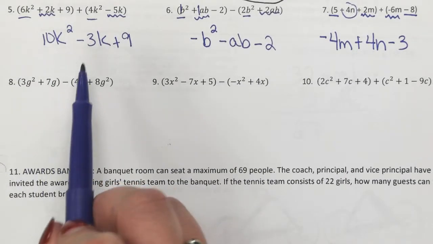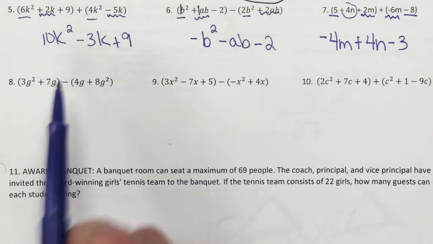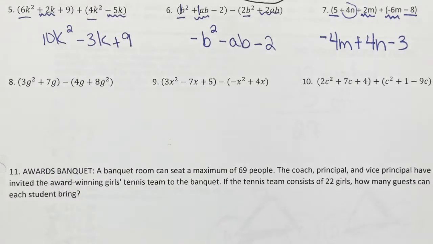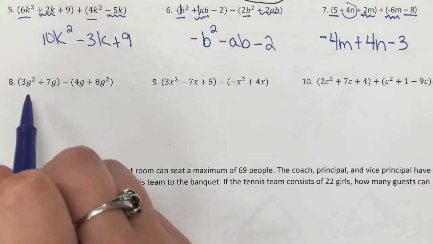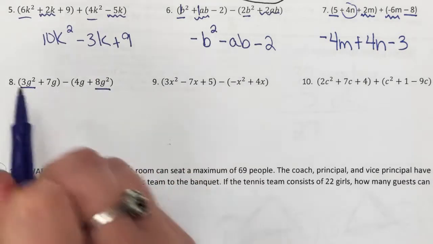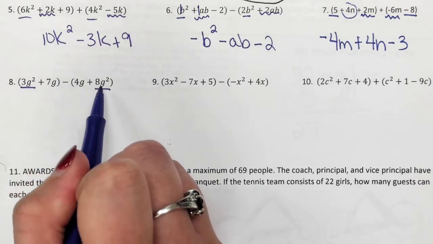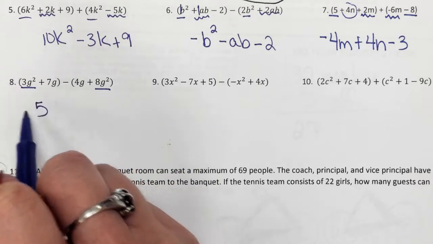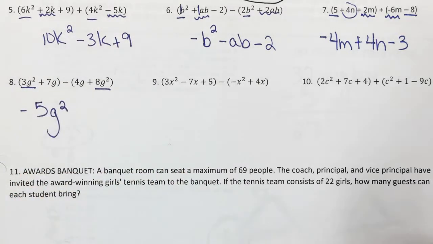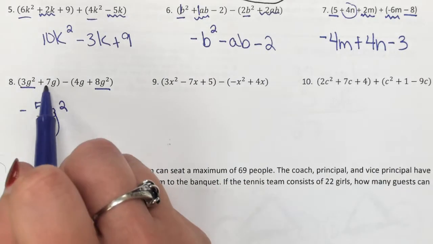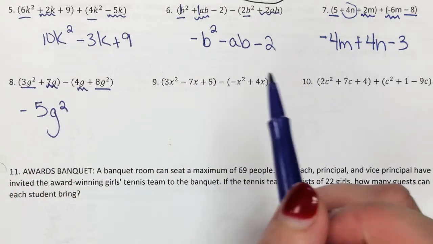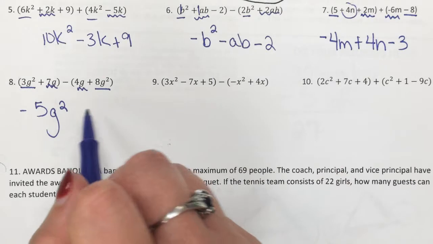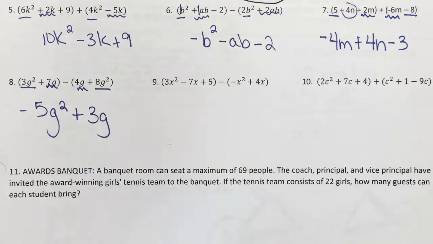What are we going to do on number 8? Subtract. What are we going to do first? 7 and 4. Nope, not first. Oh, I mean, there you go. We're going to do the exponents first. What's 3g squared minus 8g squared? -5g squared. Perfect. What else can I do? 7g. And what's 7 minus 4? 3. What kind of 3? There you go. Very nice.